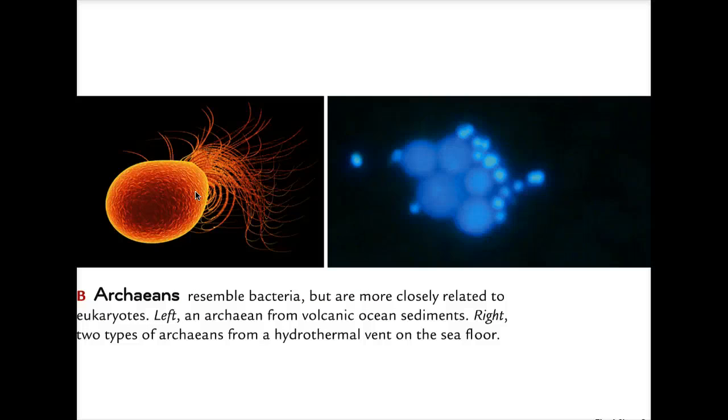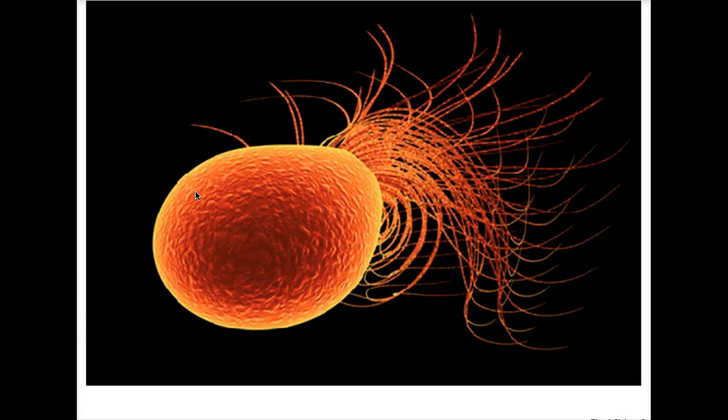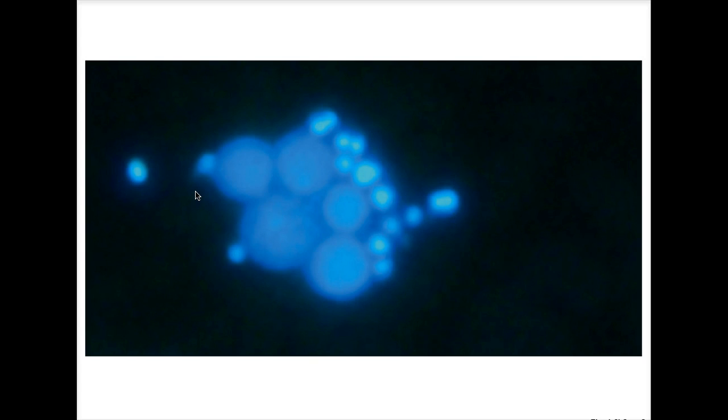Archaeans are very similar to bacteria in the sense that they look like them, but in all reality they're more closely related to what we call eukaryotes than bacteria. So these are two types of archaeans. The orange one is from volcanic ocean settlements, and the bluish one is from hydrothermal vents found on the floor of the sea.